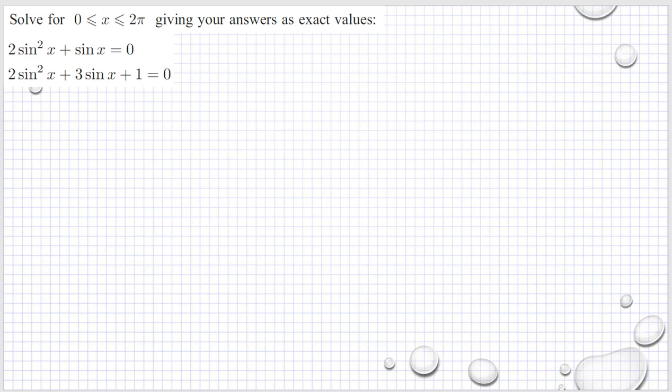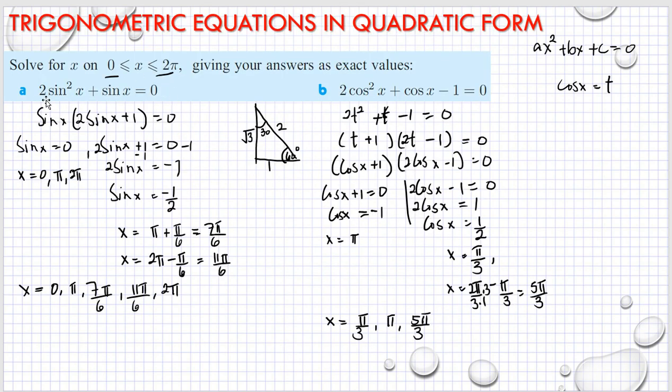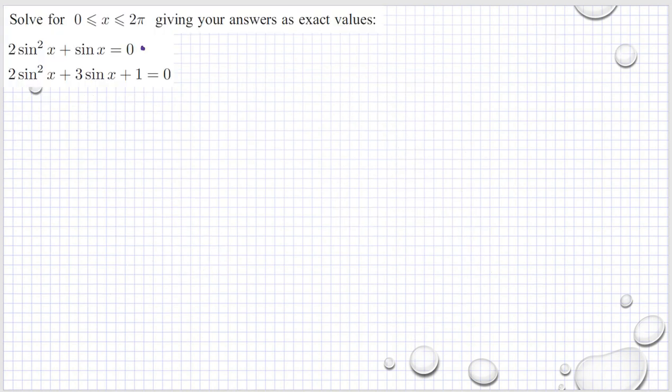Some more examples. Solve for x, giving your answers as exact values. I noticed that this one, I already solved. If you want to know how to do it, then go back to my previous video. That is my first example that I solved. So I'm not going to solve that once again, but now we're going to do the second instead.